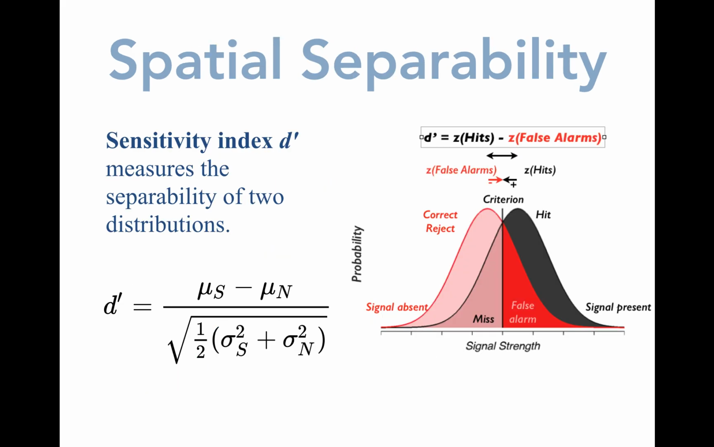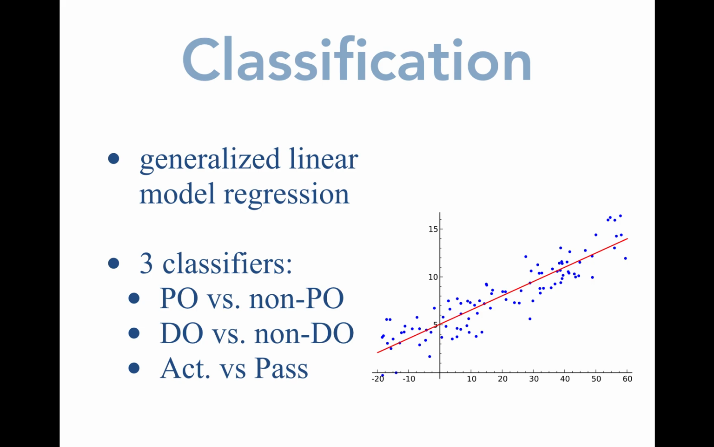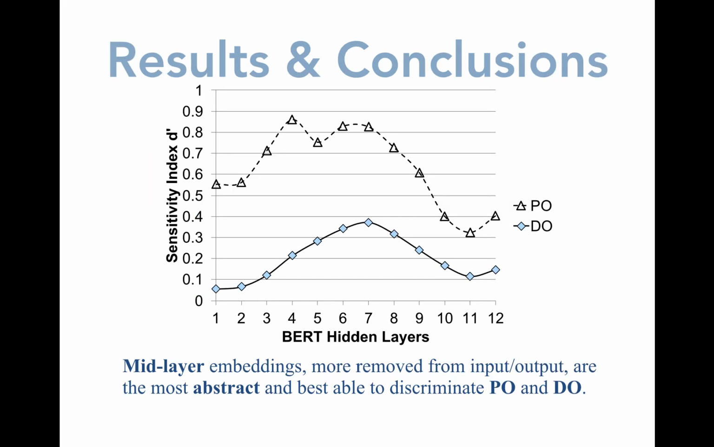We use two different metrics for measuring the success of the models. One of those metrics is spatial separability, which we measure as sensitivity index, or D prime. The other is classification accuracy, which we measure using generalized linear model regression classifiers.